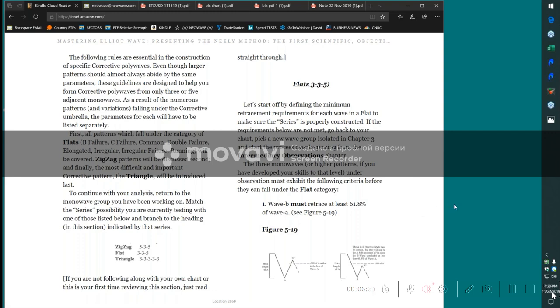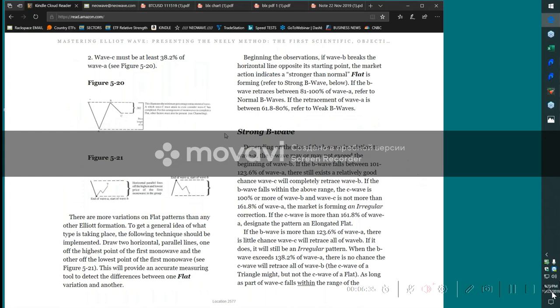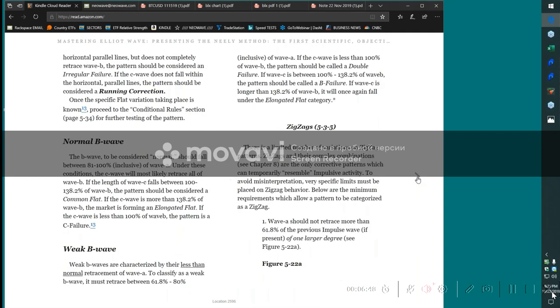Now, all the rest of the variational possibilities, they're not that crucial to know every single name. A strong B wave just means that it's bigger than wave A. A normal B wave means it's about the same size as wave A, a range between about 81 and 100% of wave A. And a weak B wave would be where the B wave is somewhere between 61 and 80% of wave A. But in all cases, to make it part of a flat, you want the B wave to retrace at least 61% of wave A.